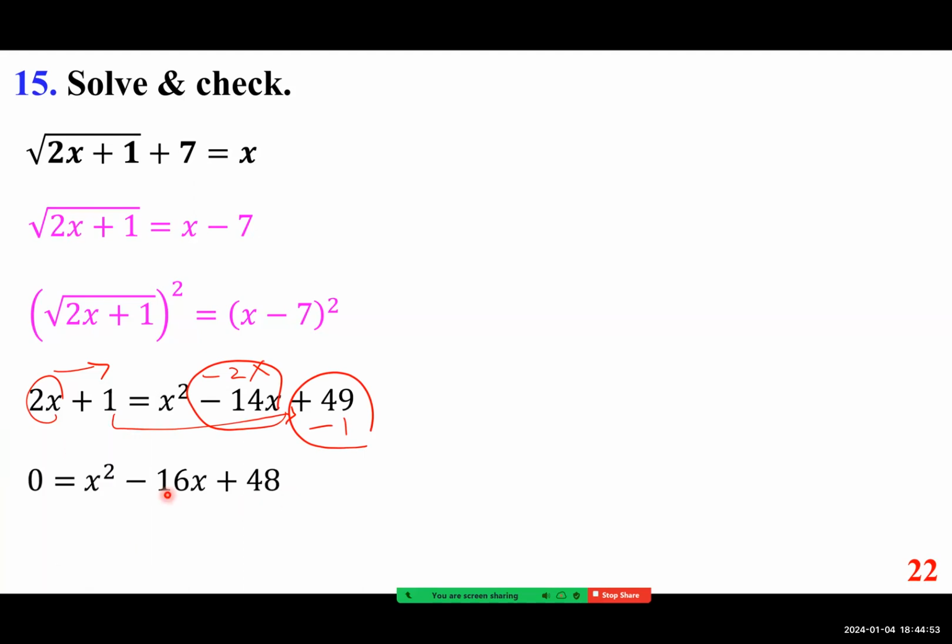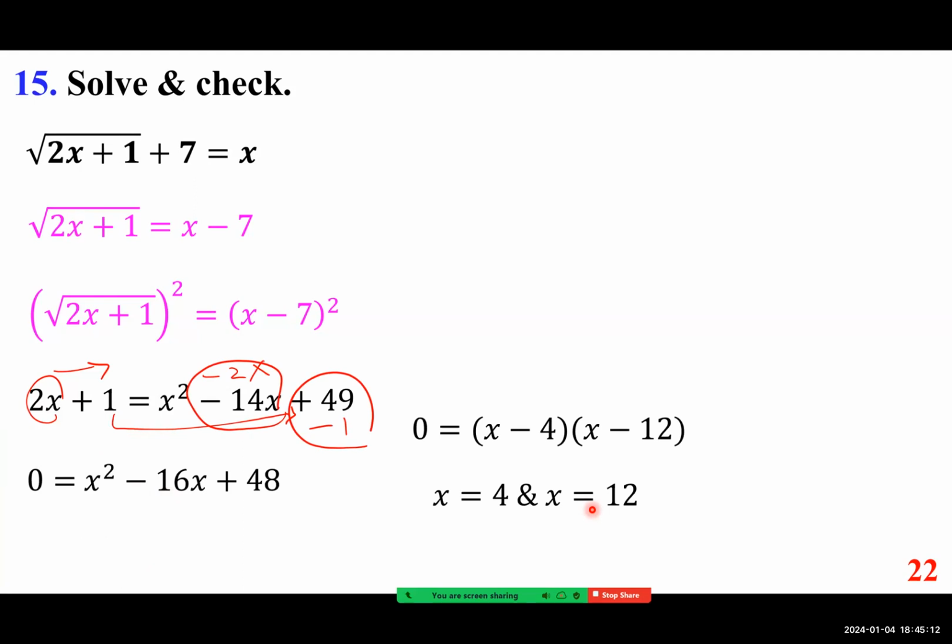And the sum is negative 16. Those are 4 and 12. However, because it's negative, both of them are negative. So the answer is either 4 or 12. So we have two answers.